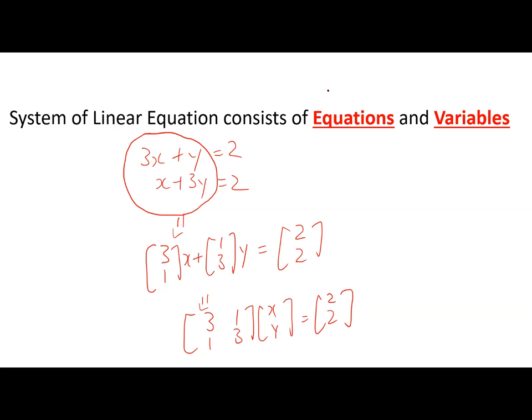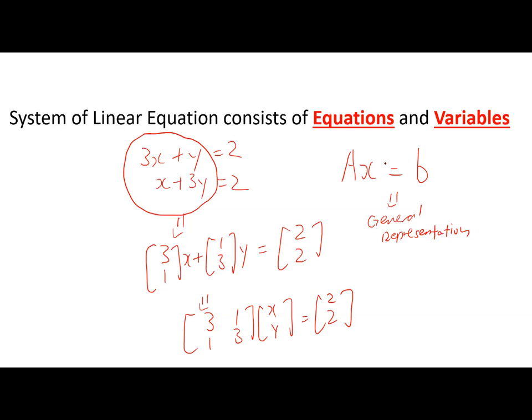This is only one example, but for any matrix, you can see this in this form: a matrix multiplied by a vector equals a desired vector b, where x is a vector which contains all the variables we want to solve. This is the most general representation of a system of linear equations. So we are interested in solving for x. We want to find x that satisfies this equation.